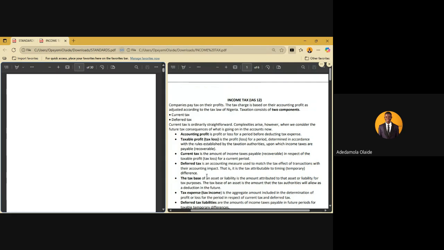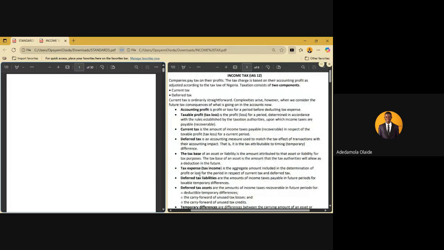So what else do we have? Okay, the next thing is tax expense. Tax expense is just the aggregation of the amount that will be included in our profit or loss for tax in the year, and it includes both current tax and deferred tax. Both current tax and deferred tax. I will show us that.